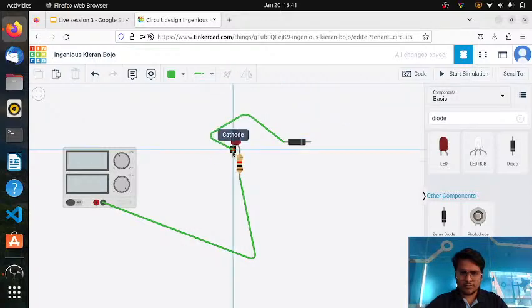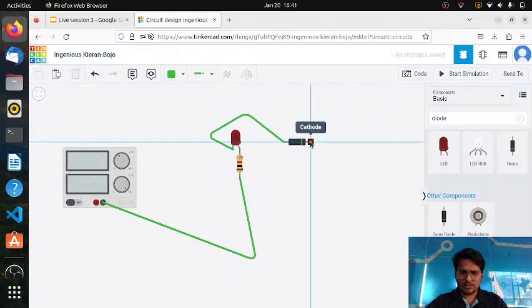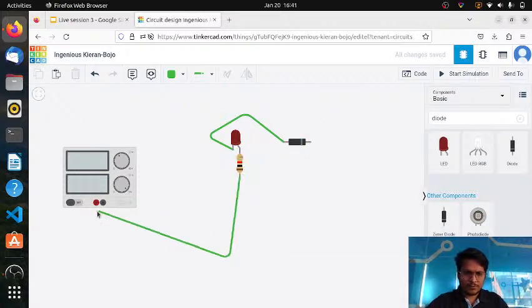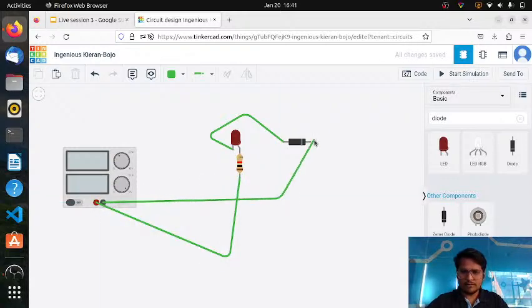So I will just connect to this and then this one. First we have to connect this to positive. Positive, yes, I have connected to positive. Then this I will connect to negative. And here you can see LED is glowing.